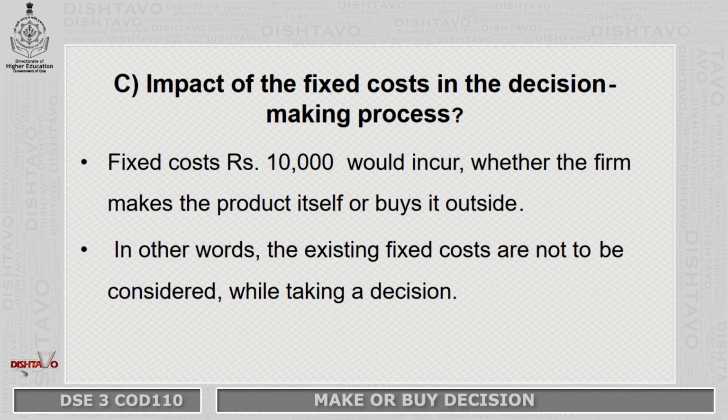Now, the third question, impact of the fixed cost in the decision making process. The fixed cost will not make any changes in your decision, because that is a cost which is going to be incurred whether you buy a product or whether you manufacture a product. So, it is not going to make any difference. So, this should be ignored. It is not going to have any impact.